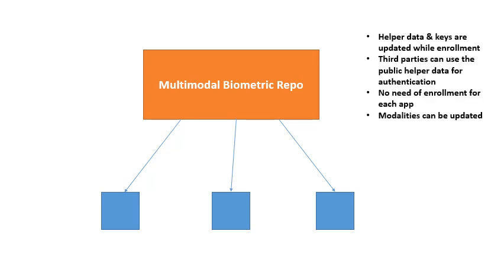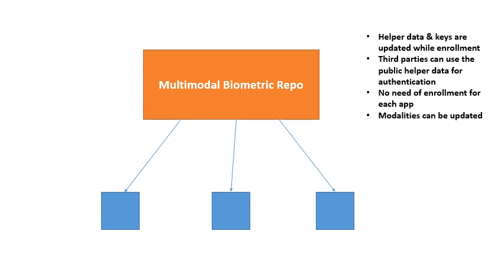The helper data and keys in our specific encryption style are stored or updated in the repository, while enrollment on any of the front end or third party apps occurs. And these third parties can use the public helper data for authentication, and with the fuzzy logic and repetitive sketches, they can rediscover the key, and the key can be matched in the repository to reveal the identity of the person.